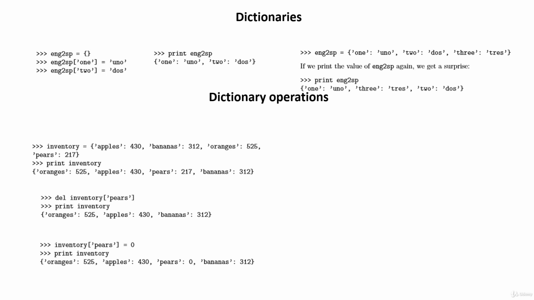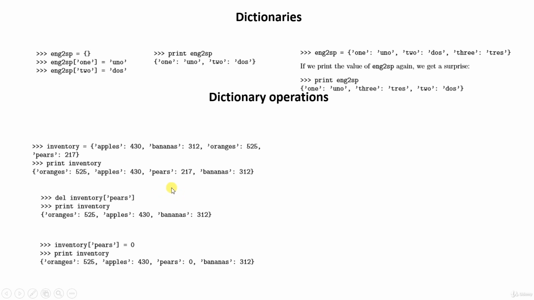Now we will discuss the dictionary operations. The del statement removes a key value pair from a dictionary. For example, the following dictionary contains the names of various fruits and the number of each fruit in stock. The inventory: apples, bananas, oranges, pears, etc.